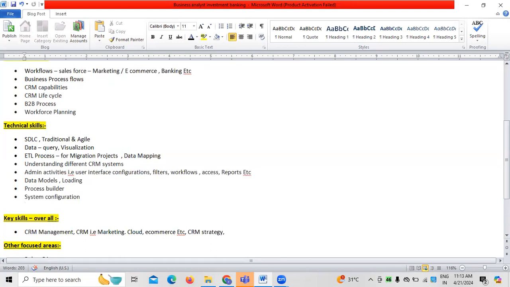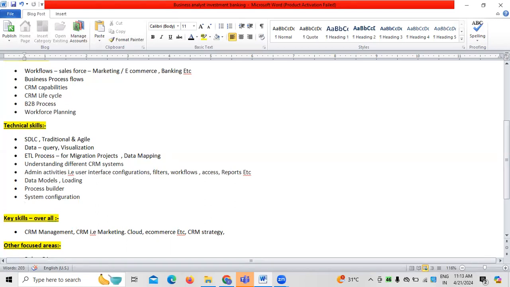And when we are working on migration projects, data migration and data mapping is one of the processes, so understanding the ETL process is required for technical persons. Next, understanding the CRM systems, different CRM systems like Marketing Cloud, right? So different CRM systems and services we need to have an idea about. And some admin activities also a business analyst will do, right?